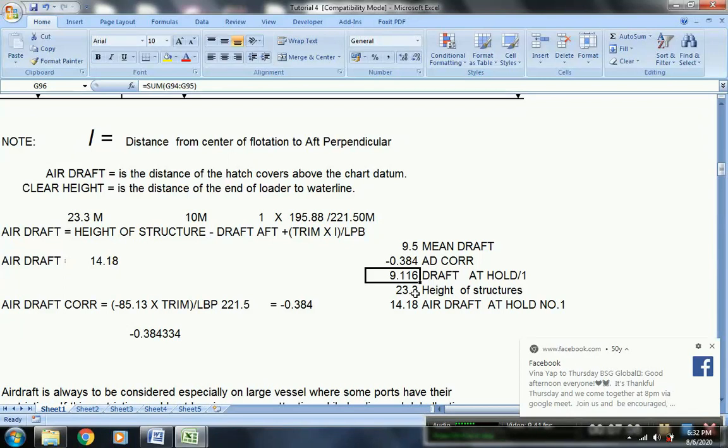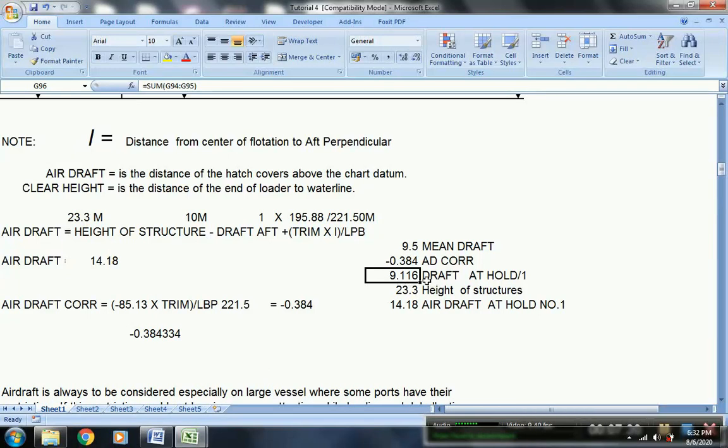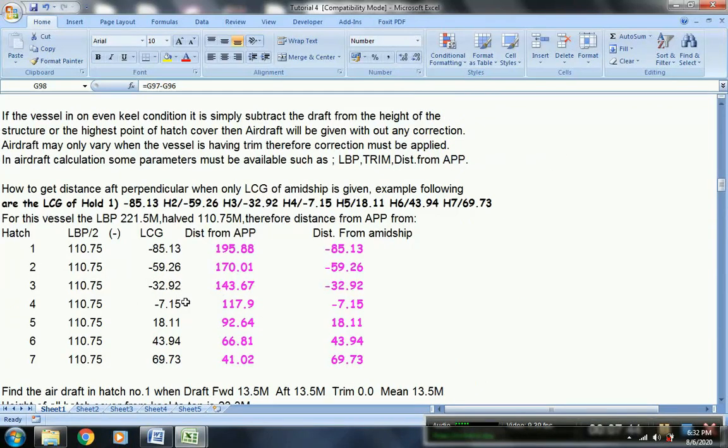So at the middle, along the LCG line, the draft is estimated to be 9.116. That is the draft at hold number 1. So to get the airdraft, you simply subtract: 23.3 minus 9.116, the estimated draft at hold number 1. Then this will give you the airdraft at hold number 1. So they have the same answer. Okay, let us proceed with this example.